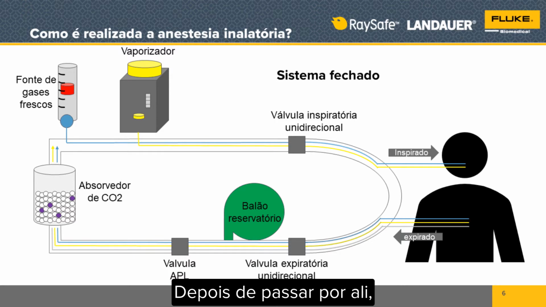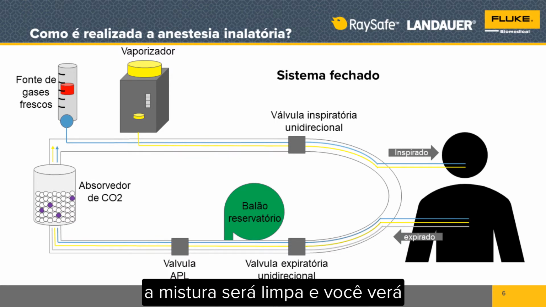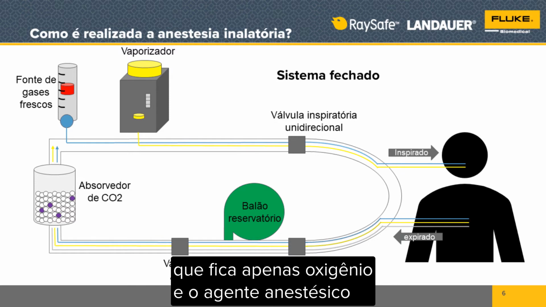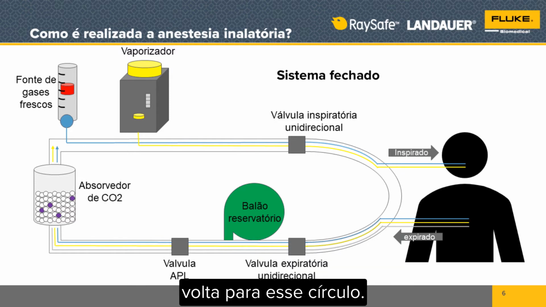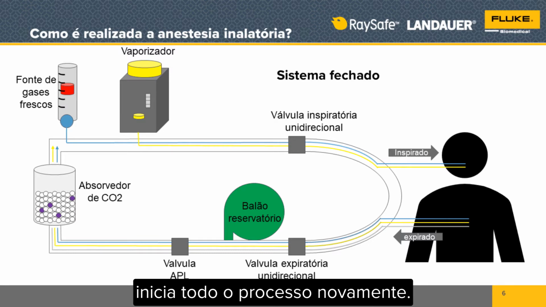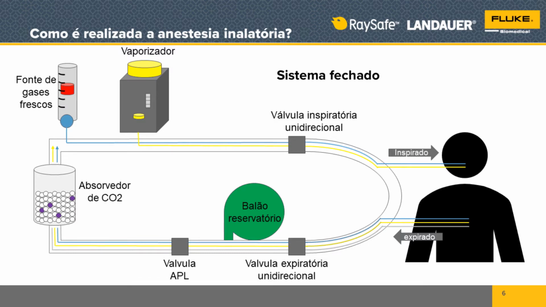Once it passes through that, the mix is then clean, and you see that it's just oxygen and just anesthetic agent that go back into that circle. And then the fresh gas supply starts the whole process over again.